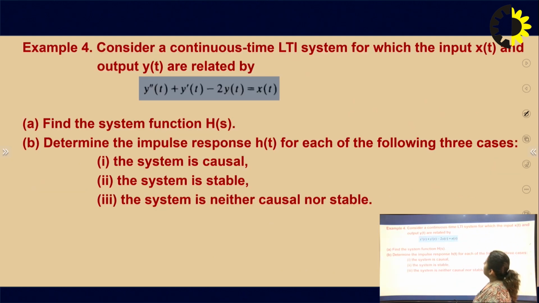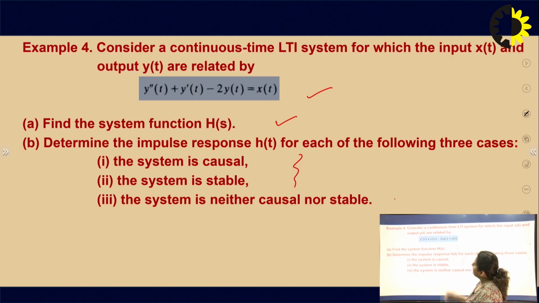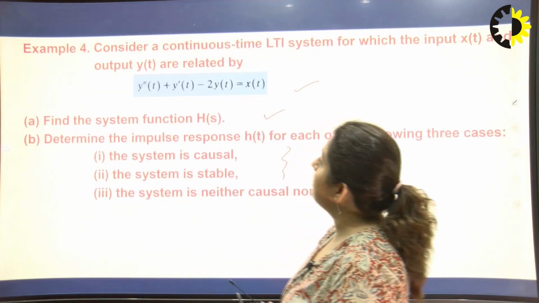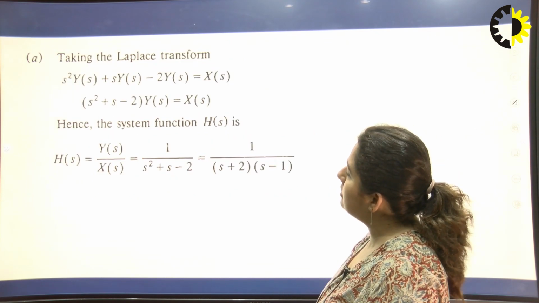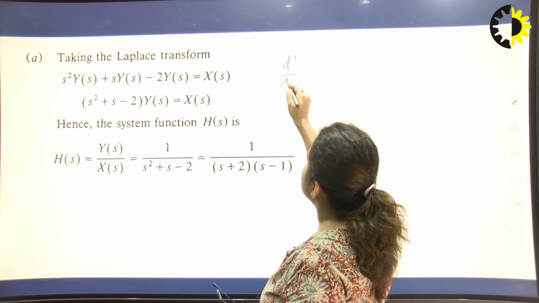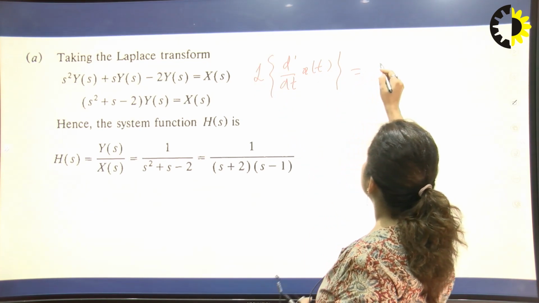So this is a continuous-time LTI system described by a differential equation, and we have to find the system function, then determine whether the system is causal, stable, or neither causal nor stable. Taking the Laplace transform of the equation, we have the double differentiation of y(t), plus the single differentiation of y(t), minus 2 of y(t), equals x(t). We use the differentiation property of the Laplace transform: the Laplace transform of d/dt of x(t) is sX(s).